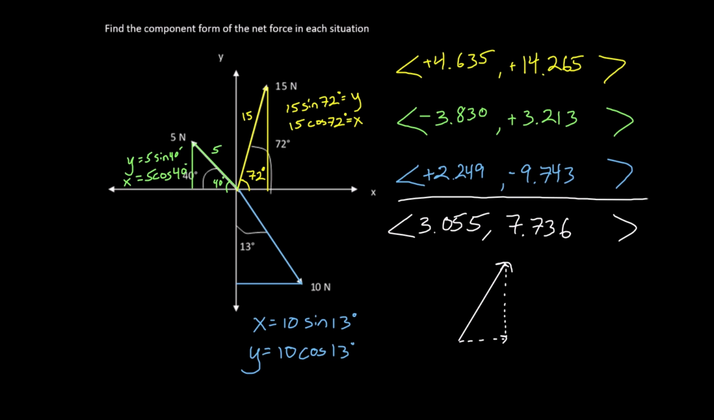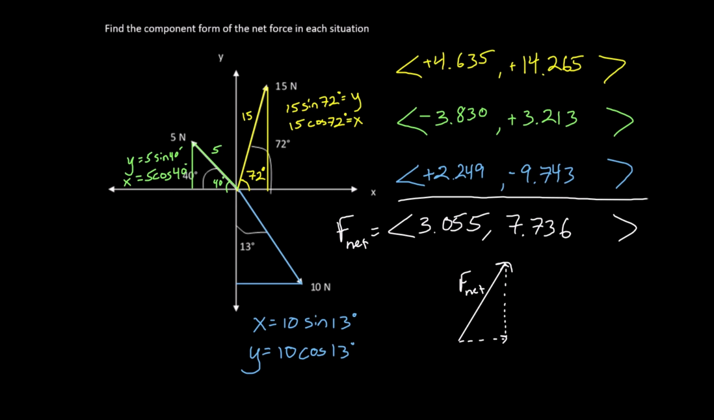This is my F net, the net force that's going on there. So the net force is just the sum of all of those forces. And if I wanted to, I could find the magnitude and direction of this vector using the exact same ideas that we've been doing this whole unit. So there's how you add forces to create that net force.